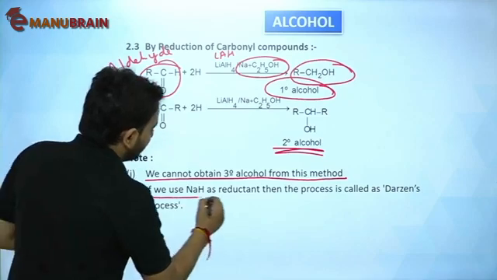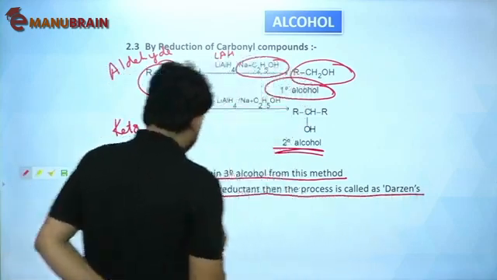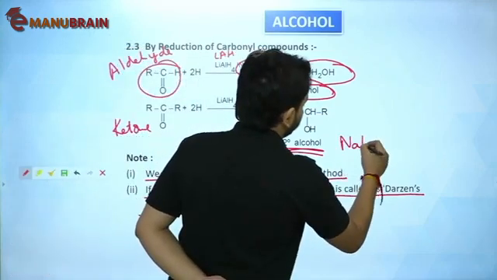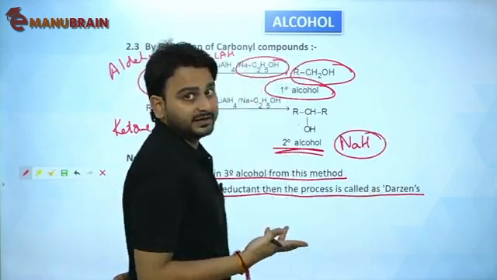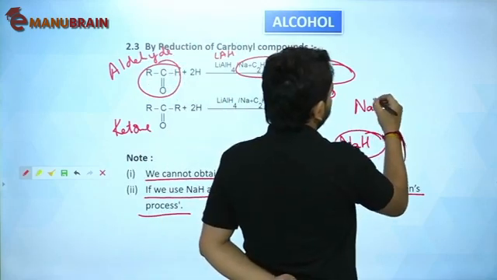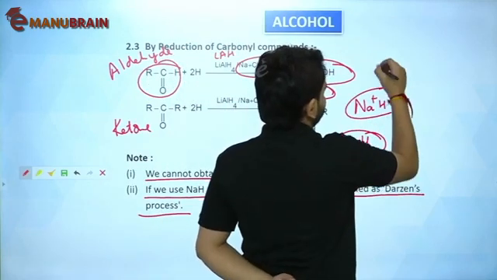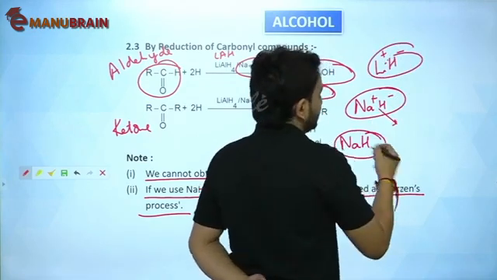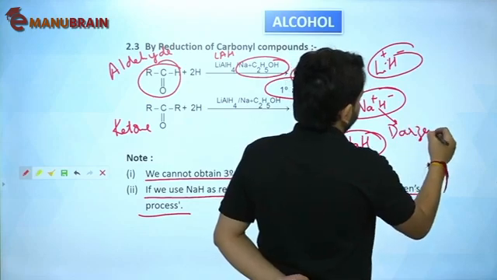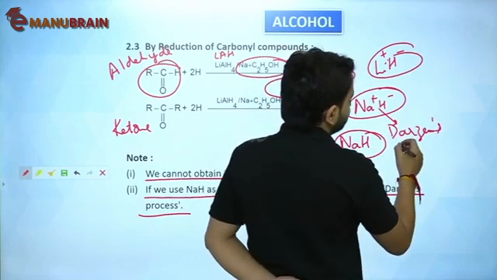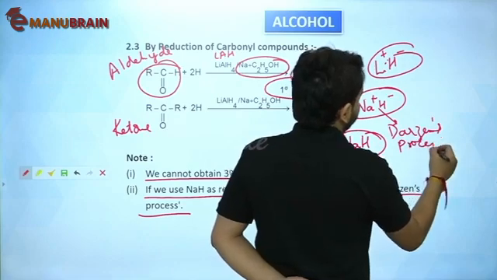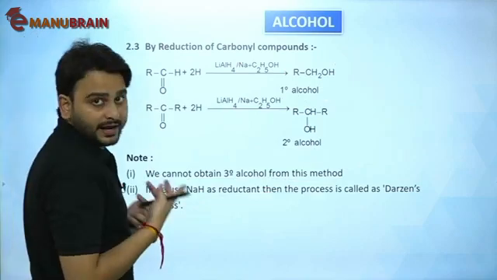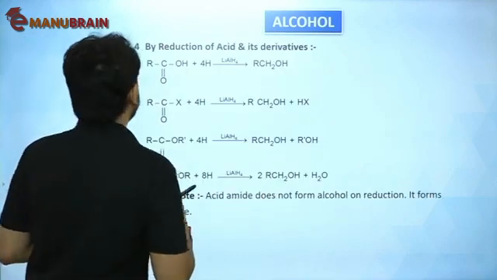If we use NaH as the reductant, then the process is called Darzen's process. Sodium hydride as the reductant basically gives you Na plus H minus. Or for example, lithium hydride gives you Li plus H minus. And when you use Na plus H minus, this process is called Darzen's process, and this reagent is Darzen's reagent. This is the Darzen's process of preparation of alcohol from a carbonyl compound, either an aldehyde or a ketone. I hope you understood this, guys.